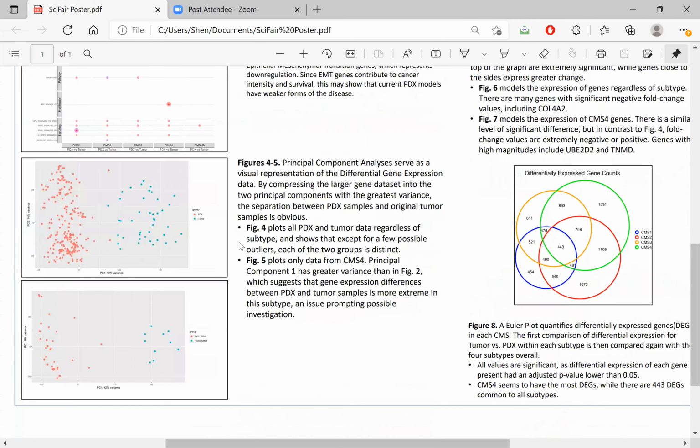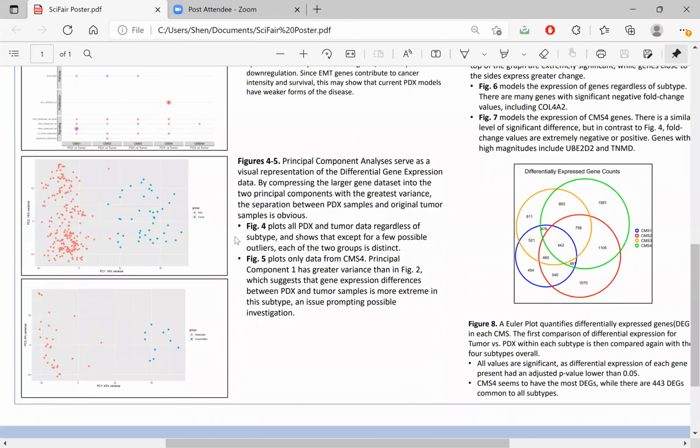These principal component analyses serve as a visual representation of the DGE data, and these show that the tumor and the PDX data are grouped in different clusters, which shows that they're very distinct from each other.